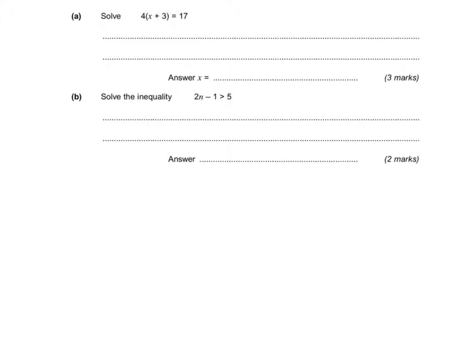Next question, solve 4 brackets x plus 3 equals 17. So first thing, multiply the brackets out to get 4x plus 12 equals 17. Then I'm taking away 12 from both sides to get 4x equals 5. Divide everything by 4 to get x equals 1.25.